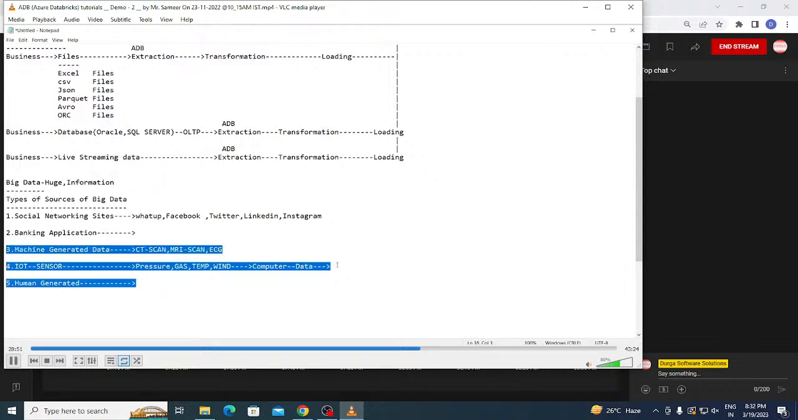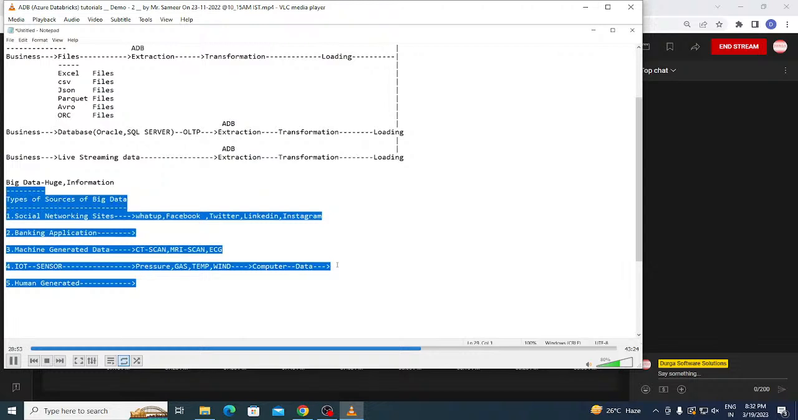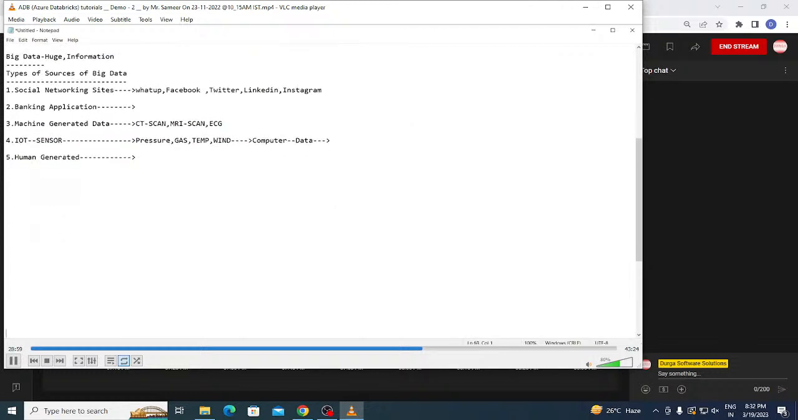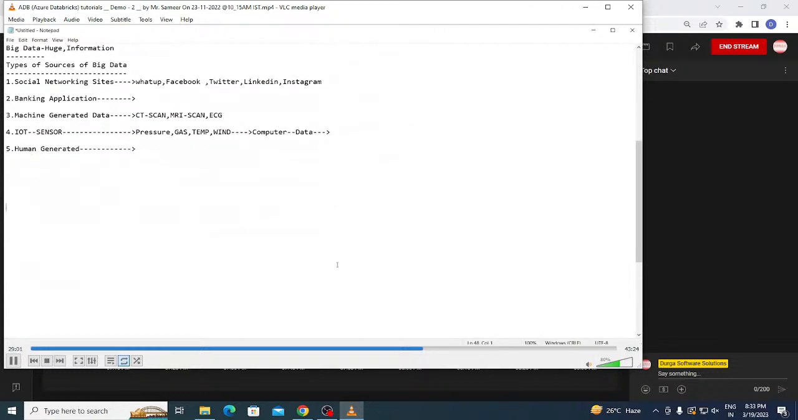But guys, this big data basically has some categories, that means we can say types of big data. We can have various types of big data. So now I will say types of data. Now, guys, what are the types of big data? Generally, you will have the following types of big data.